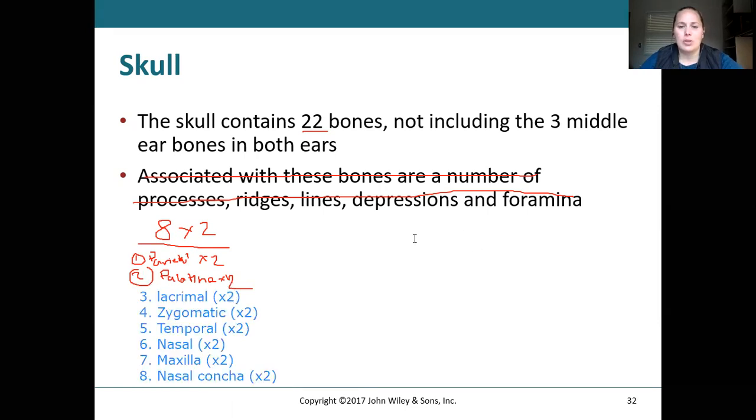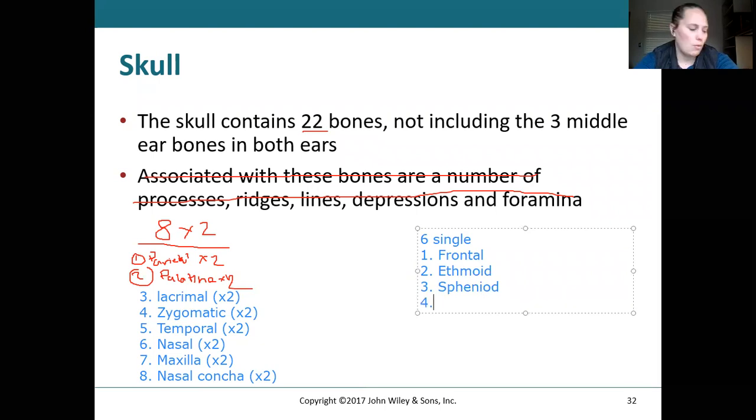So in contrast, if we go the single bone, you've got 6 single bones. And if we go through those 6 single bones, you have your frontal bone, 2 is your ethmoid bone, 3 would be your sphenoid bone, 4 would be your mandible, 5 would be your occipital, and then 6 would be your vomer.